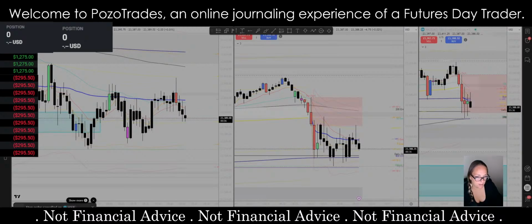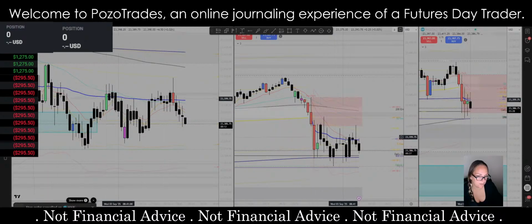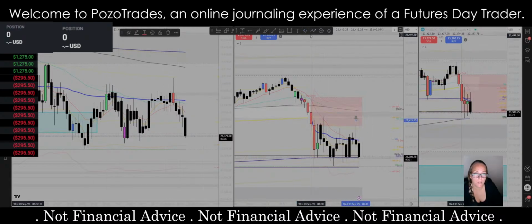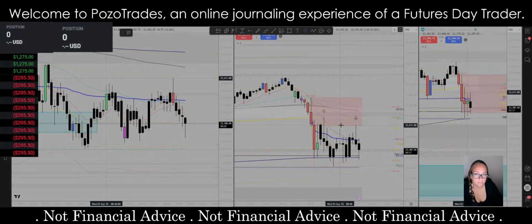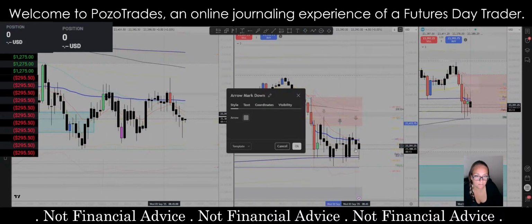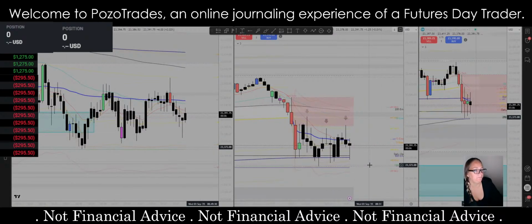This is looking like they possibly want to go down, like, they're not getting over this New York session VWAP. They keep just wicking above it. So we have a wick here, wick here, wick here. All of these are indications that, hey, maybe we don't want to go above the VWAP.